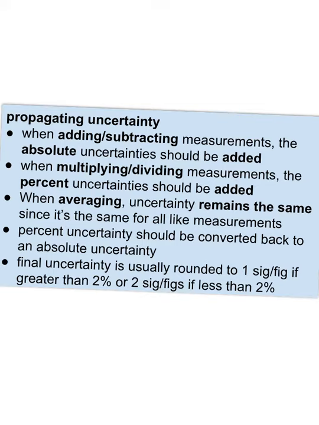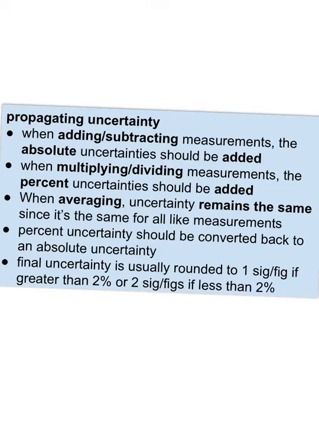So to propagate uncertainty, when you add or subtract measurements, the absolute uncertainties can just be added. You never subtract the uncertainty. The uncertainty never gets less. Every time another measurement is brought into the calculations, more uncertainty is added to the calculations. When you multiply and divide measurements, the percent uncertainties should be added. So you're still adding the uncertainty, but now you're adding the percent uncertainty rather than the absolute uncertainty.